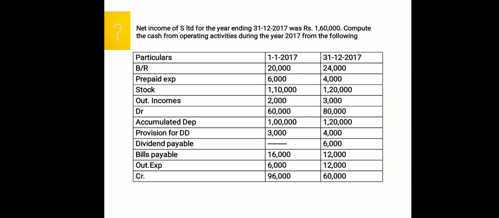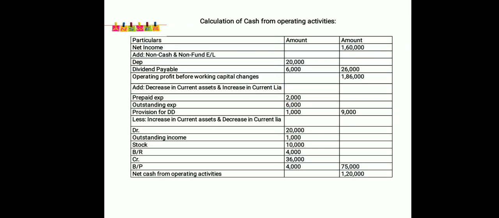Now coming to bills payable, it is a current liability which is decreasing, and a decrease in current liability we need to deduct. Then we have outstanding expenses, which is increasing, so an increase in current liability we need to add. And the last item is creditors, which is decreasing, so a decrease in current liability we need to deduct. So I hope now it is clear. Okay, so let's move towards the answer.